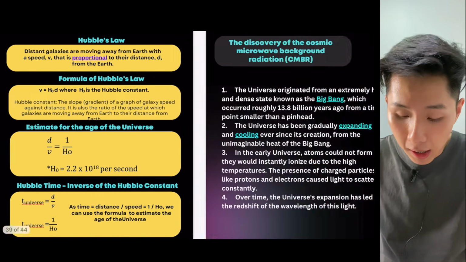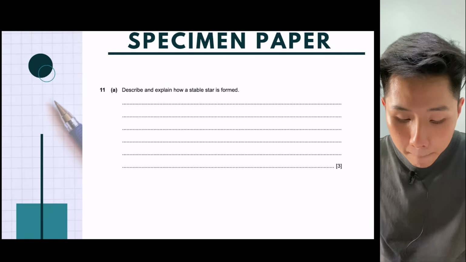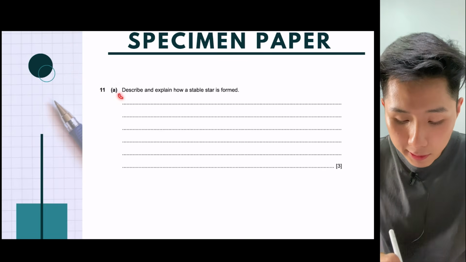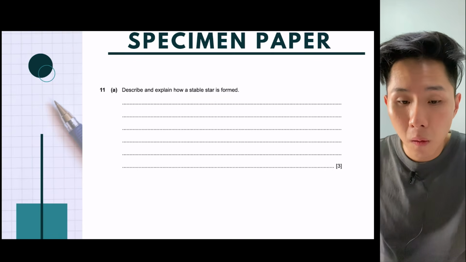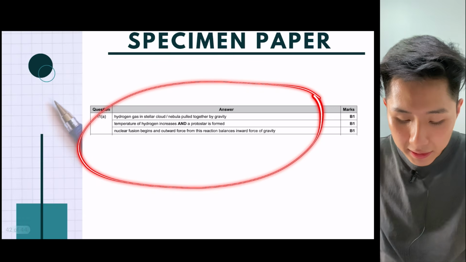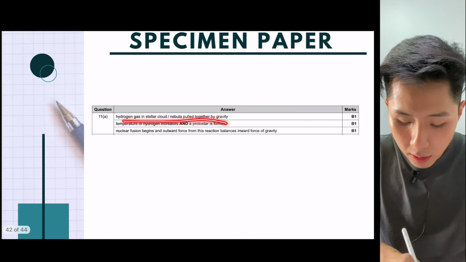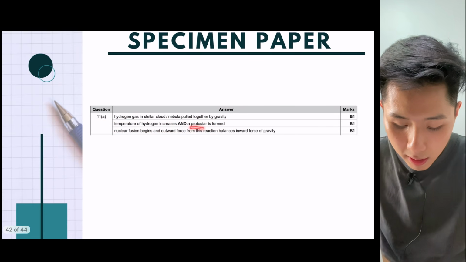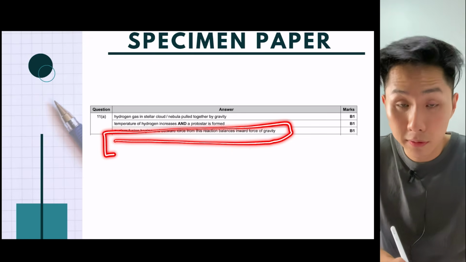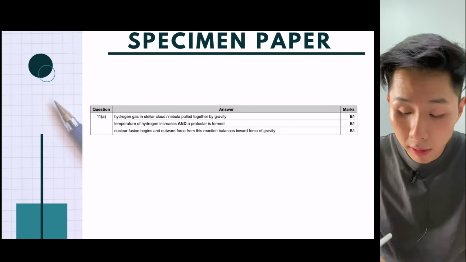But if you look at the specimen paper, I'll just leave it here. This is the only past year paper we have on this topic. They will ask you to describe and explain how a stable star is formed, which is what we discussed in the past video. And the marking scheme is over here. Hydrogen gas and stellar cloud are pulled together by gravity first, and then the temperature of the hydrogen increases and it forms a protostar, and nuclear fusion occurs, and the outward force balances the inward force of gravity, which is something we discussed when we talked about the life cycle of a star.